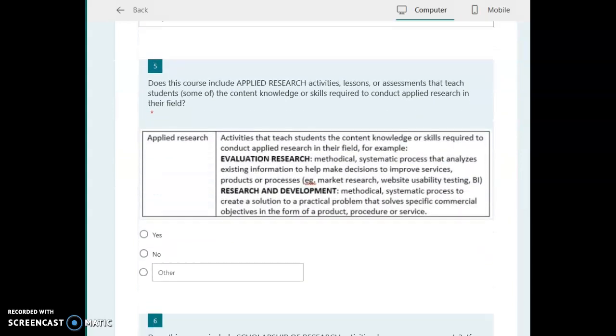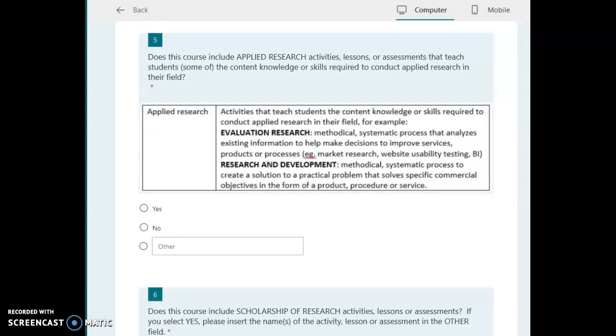When the course outline reviewer answers question 5 on the form, we'd like them to please provide a brief 5 or 6 word description of the activity or content or skill they teach that supports this learning outcome. For example, they might type business intelligence activity.